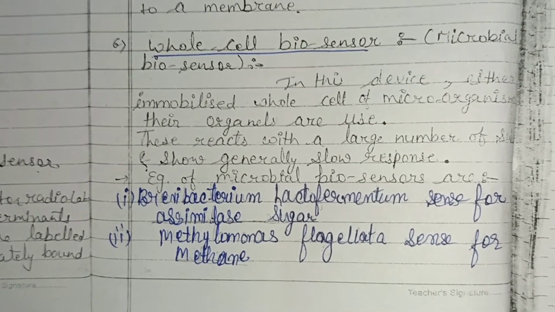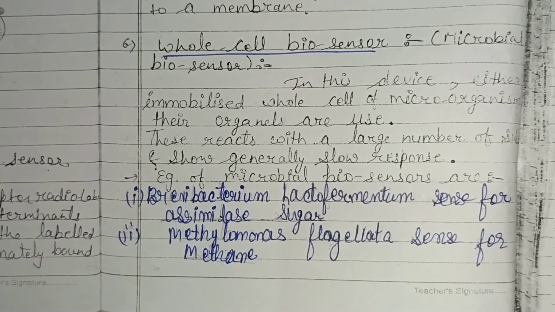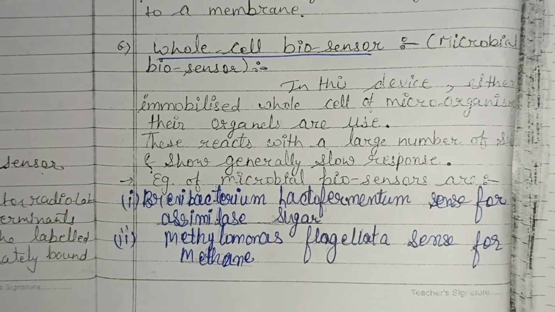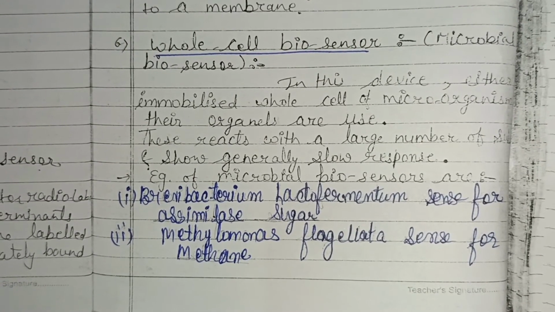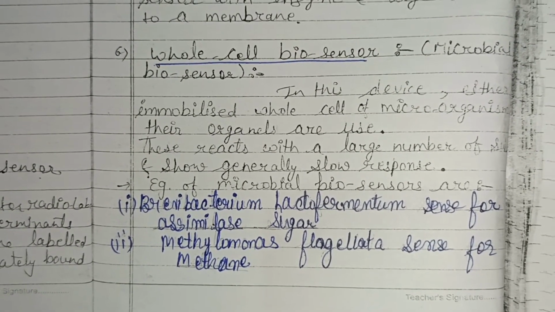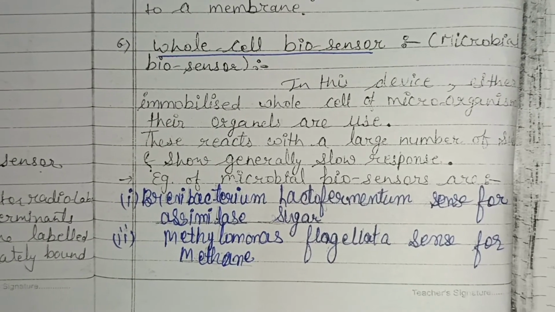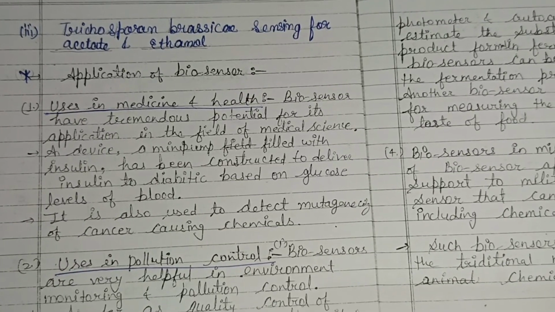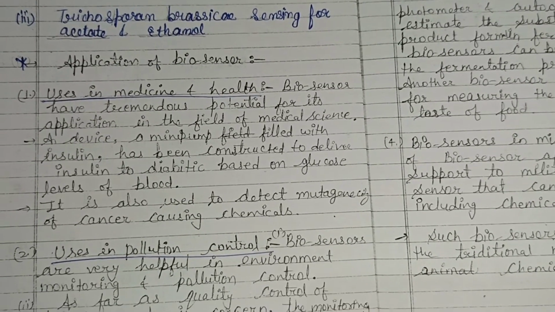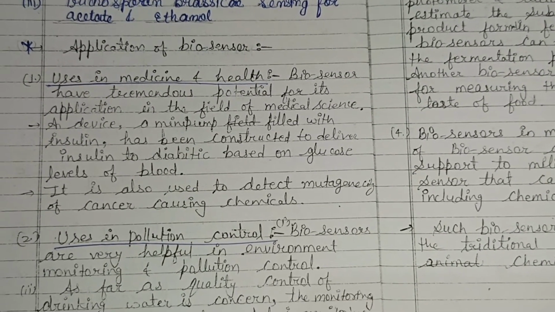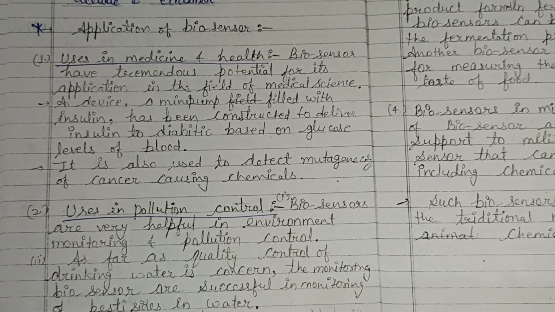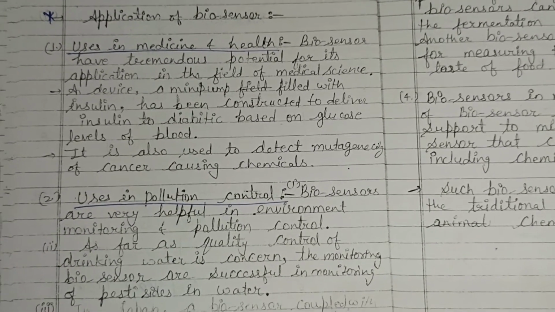Examples of some microbial biosensors, where microbes are utilized, are Brevibacterium lactofermentum sensing assimilable sugar, Methylomonas flagellata sensing methane, and Trichosporon brassicae sensing acetate and ethanol. Now, the applications of the biosensors. Biosensors have a wide variety of applications, that is, they are used in various fields.